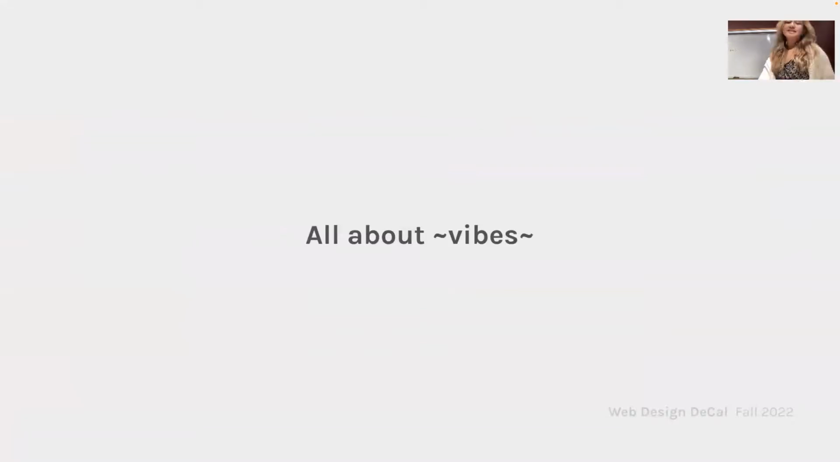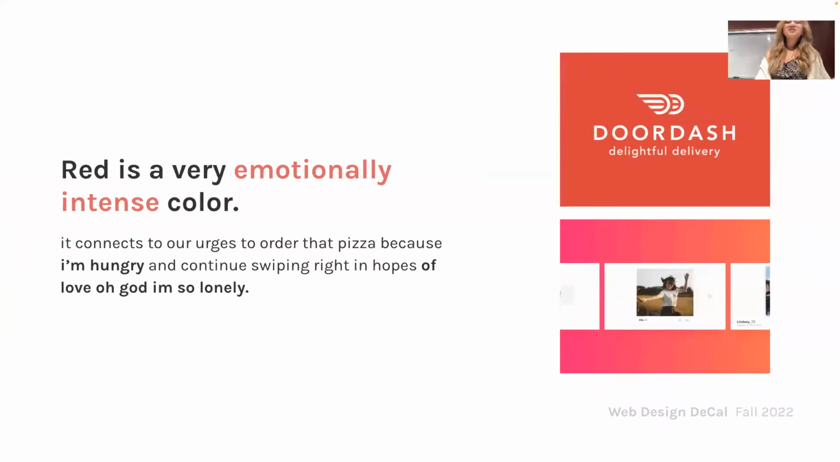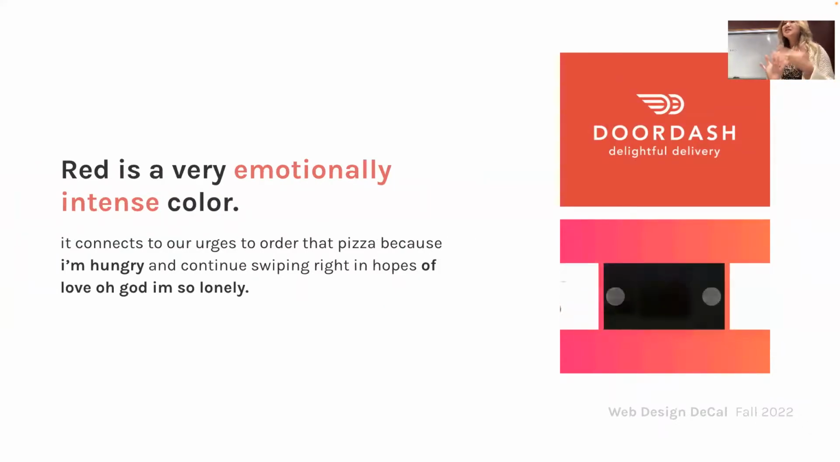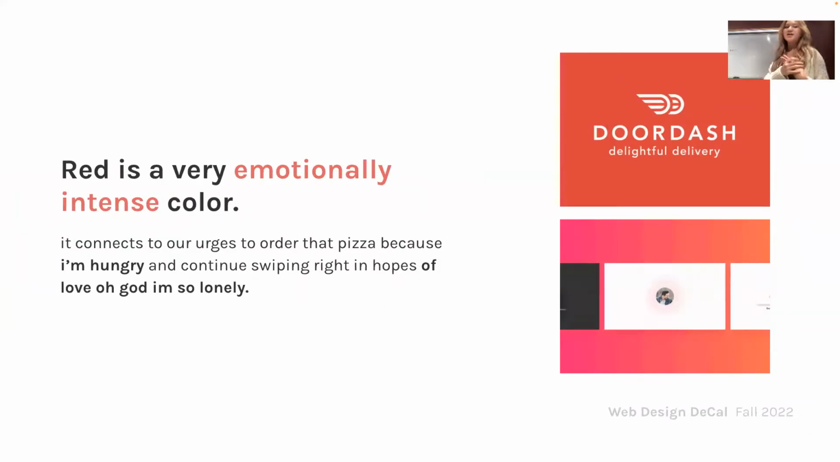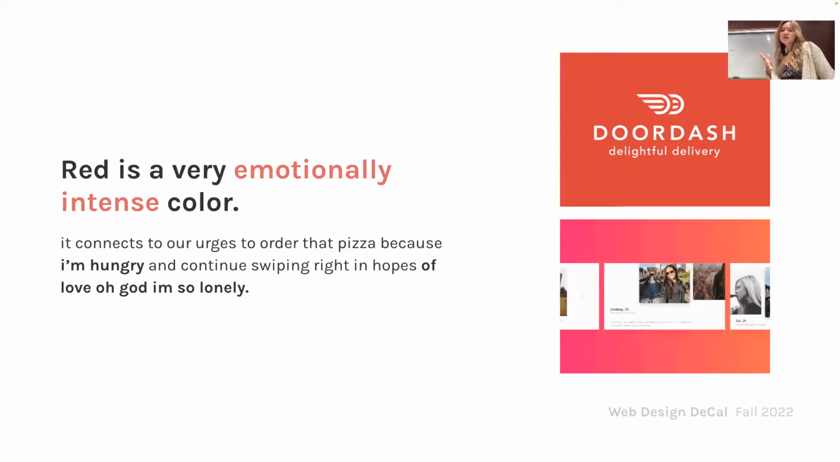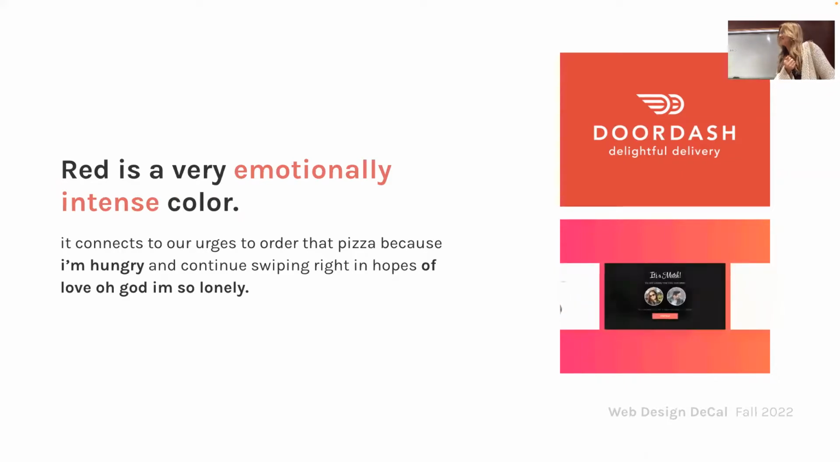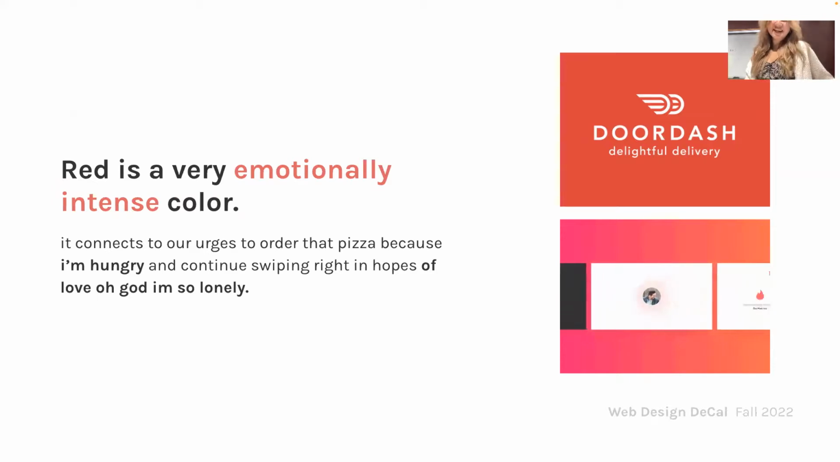Now, how do we apply these colors? And what do the colors tell us? It's all about the vibes, you know? So red is a very emotionally tense color. When you see red, it is very bright, it's out there, and it can connect to your urges to order that pizza on DoorDash. Or maybe you keep swiping right on Tinder because you're so lonely and it's cuffing season.